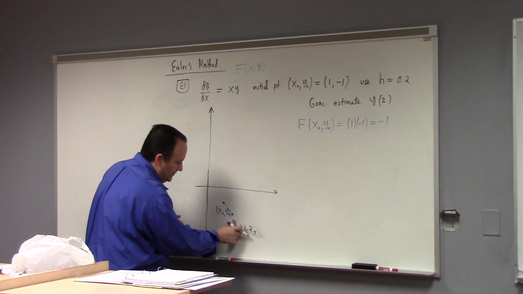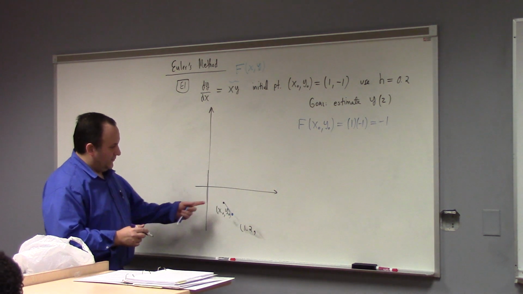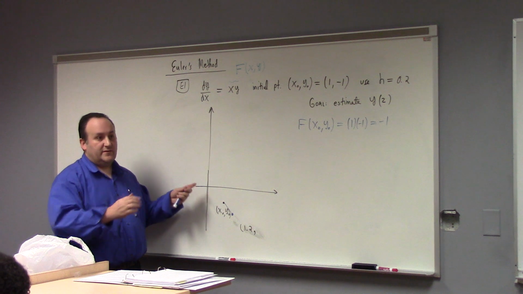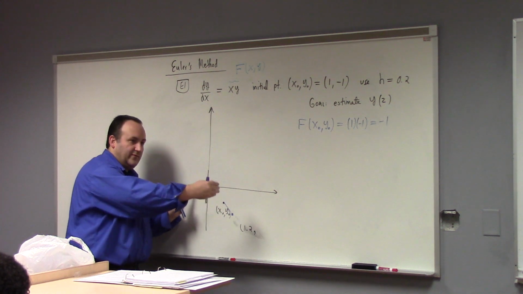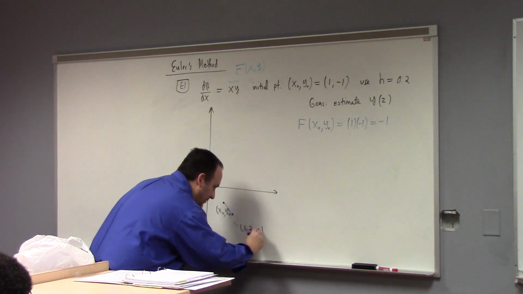All right, and where is that point? So what's the slope? Minus 1, right? So if I go 0.2 over, I go 0.2 down. So I started at -1. This would be minus 1.2.